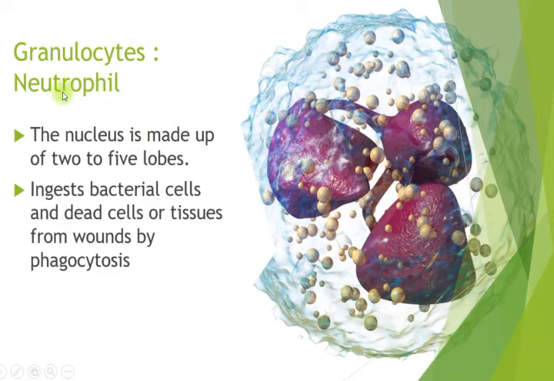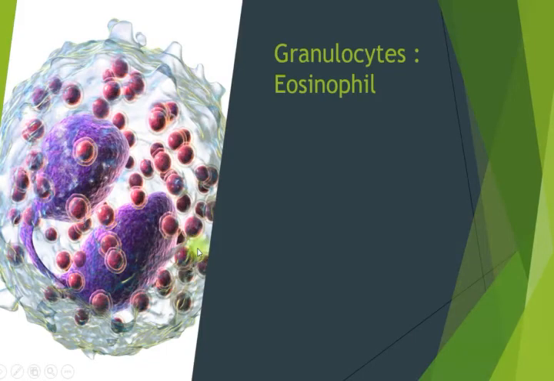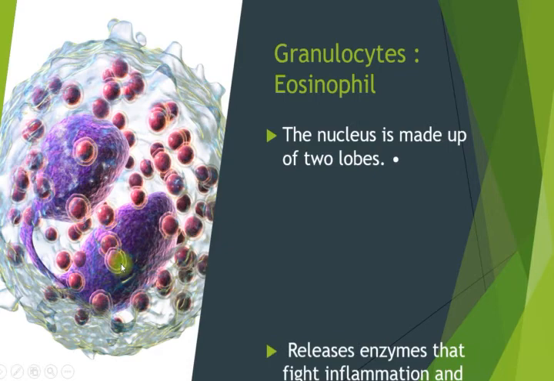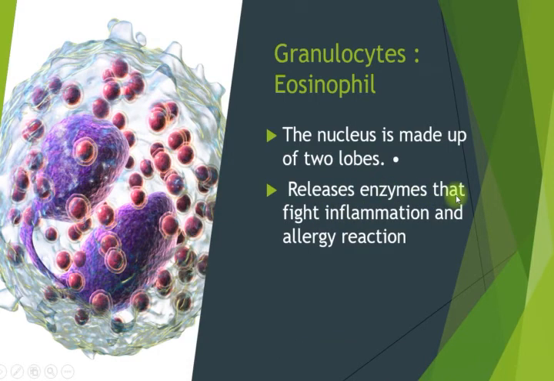So the neutrophil will ingest the bacteria, will eat and kill the bacteria, by phagocytosis. The second granulocyte is the eosinophil. The nucleus is made up of two lobes. This is the nucleus of the eosinophil, which only has two lobes. What is the function of the eosinophil? It releases enzymes that fight inflammation and allergic reactions.